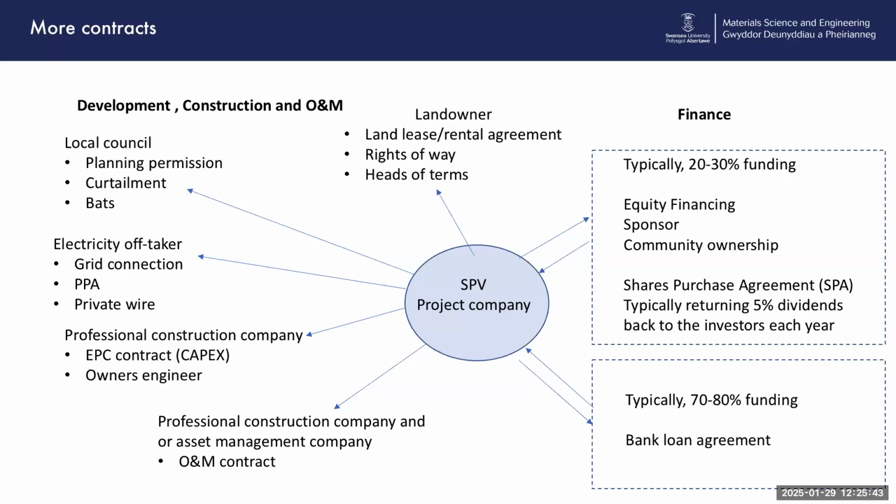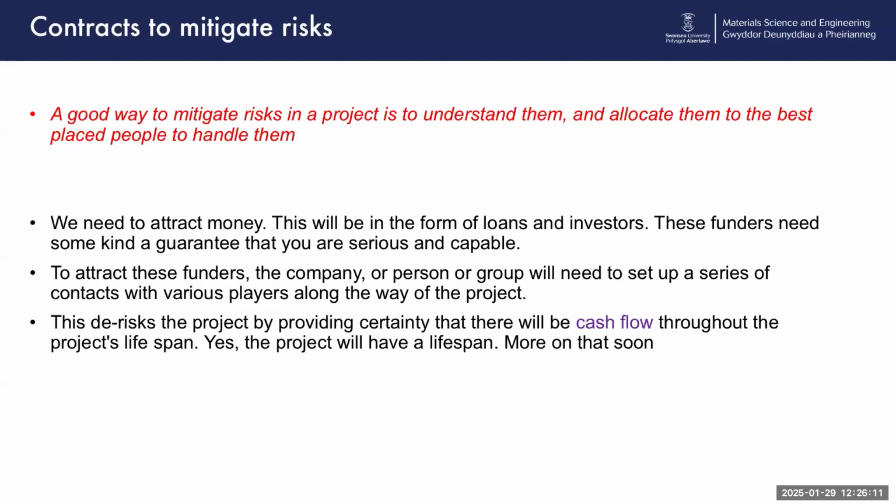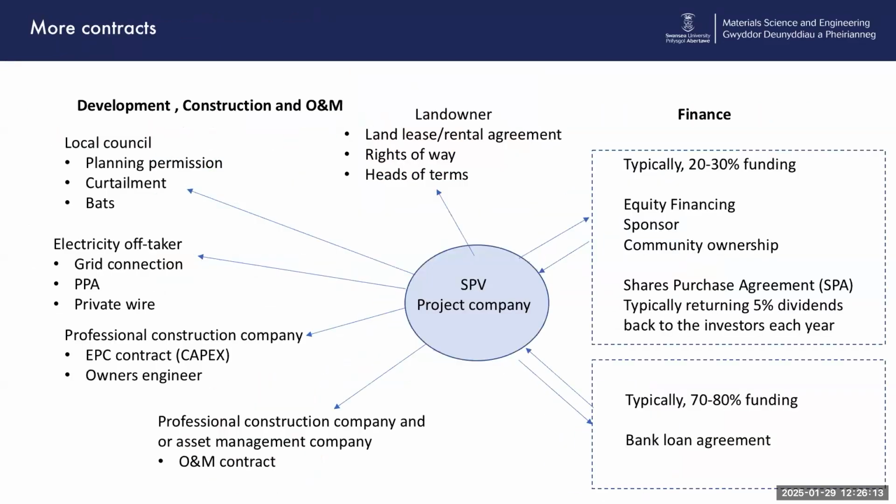Okay, we've talked about EPC contractors and we've talked about owner's engineers. What else do we need? Financing. So let's go into that box. Typically 20 to 30% equity, we call them sponsors as well, or community ownership. And then obviously the bank will want to know about that relationship you've got with those funders. And so I think that labours the point there that you have to have contractors. You put contracts in place to mitigate risk, basically.